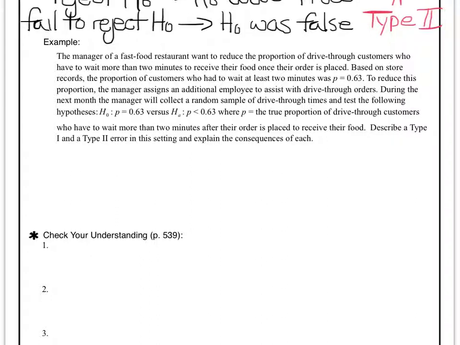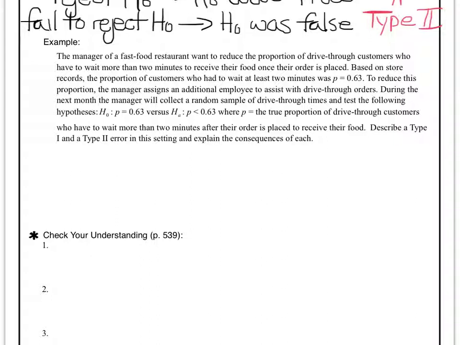So a type 1 error in this situation would be if he rejects the null when he should not have. So that means that he rejects the null and says that yes, the proportion of people who have to wait this long really has gone down, when in truth it has not. Okay? So the consequence with that would be that he's now paying this extra employee when having the extra employee really does not help at all.